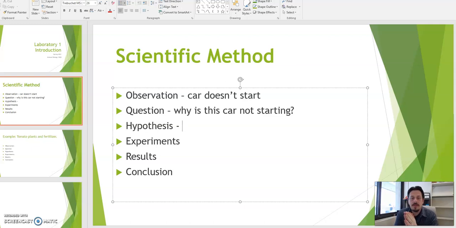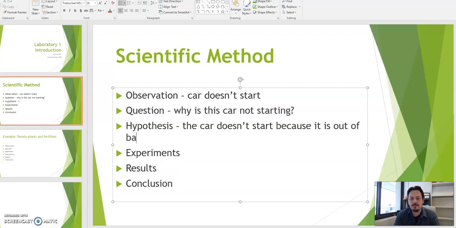So for many of you, you might think to yourself, the car doesn't start because it is out of batteries. And so this leads us to a hypothesis. And a hypothesis is a proposed explanation for a set of observations. So you're basically answering your question. You're answering, why is the car not starting? The car isn't starting because it is out of batteries.